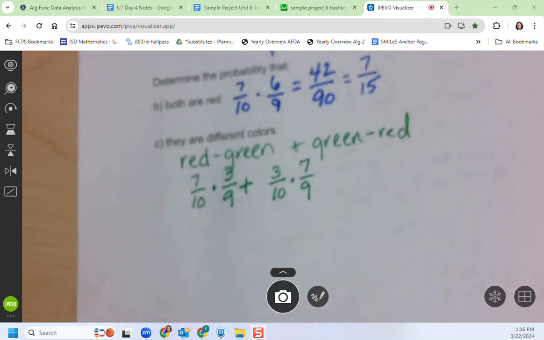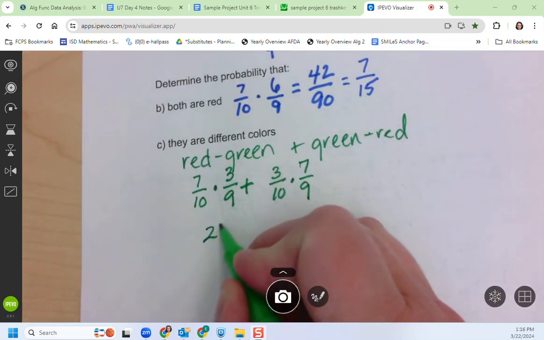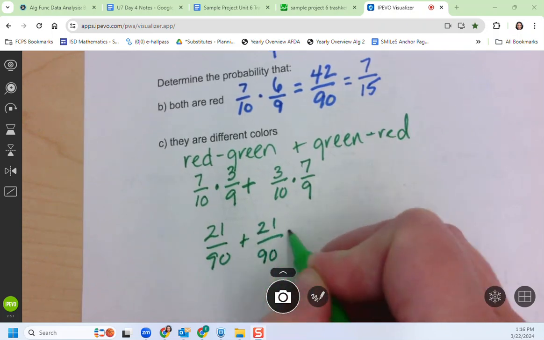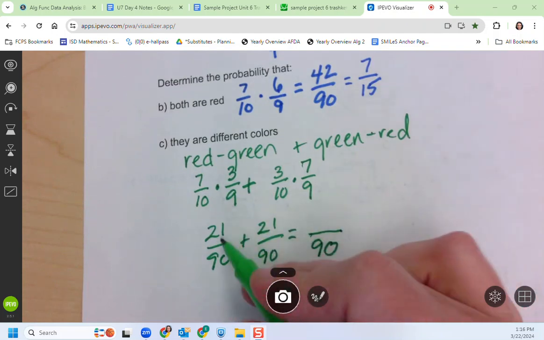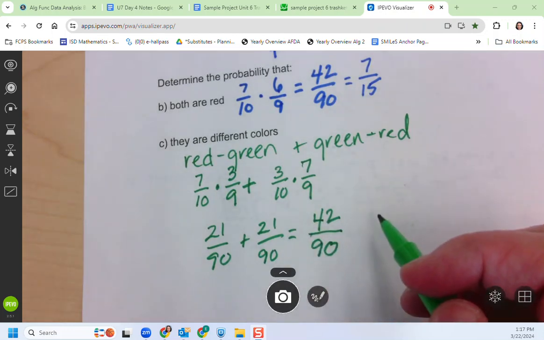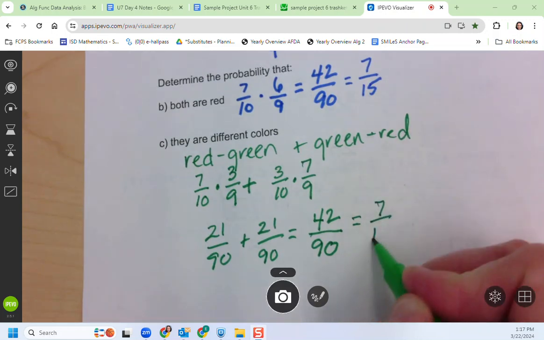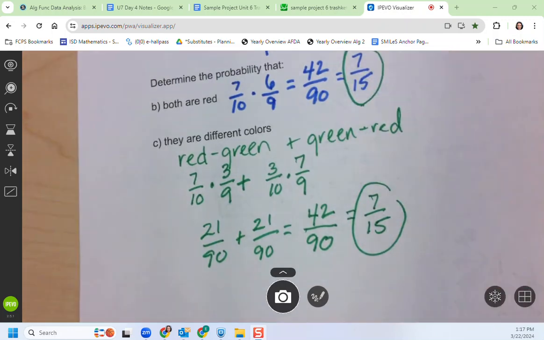Okay. So they both end up being 21 over 90. So I already have a common denominator. When you have a common denominator, you do not add the denominators, you keep it, but you add the numerators. And it turns out we have that same probability, which is 7 over 15. That was just a coincidence. Okay, so you have a 7 over 15 chance that you're going to get red, red, and you have a 7 over 15 chance that you're going to get 2 different colors.